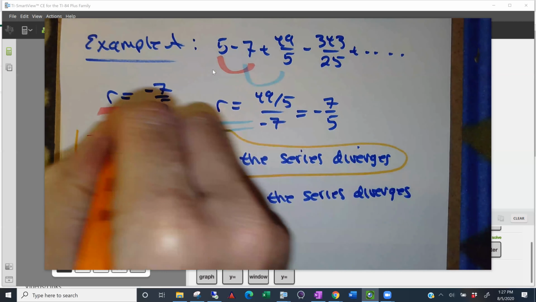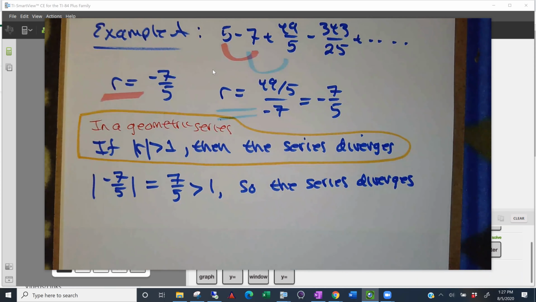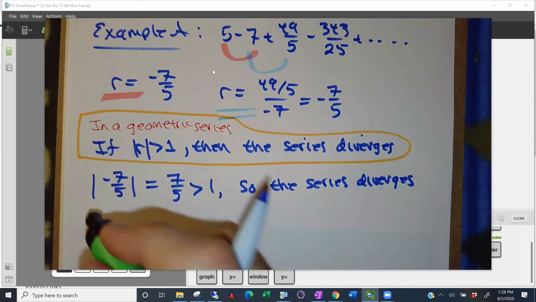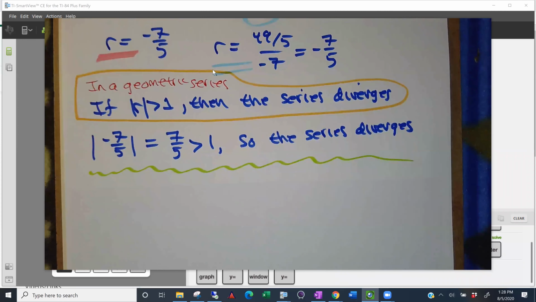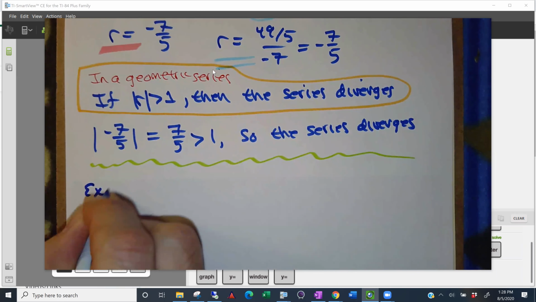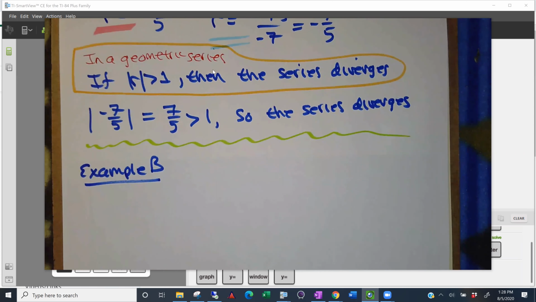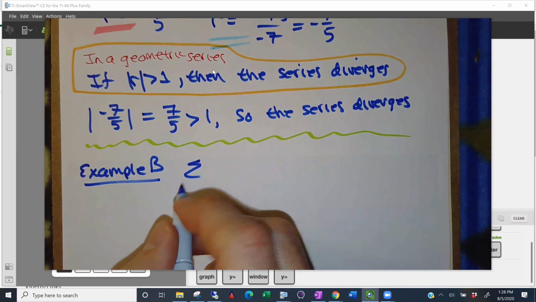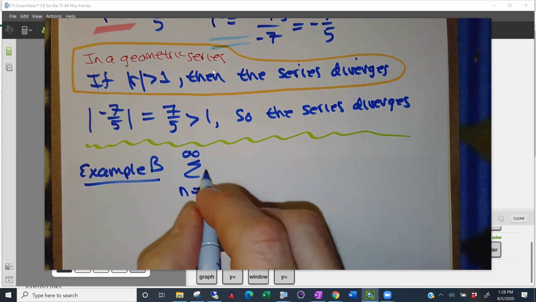So this is a general statement, and this is what's happening with our particular series. So, okay, not so bad there. Let's try another one, unless there's some questions or comments on this one. So, for example, B. Now I'm trying to give you a good variety of examples here, so that way you're in good shape when you go to your WebAssign homework.